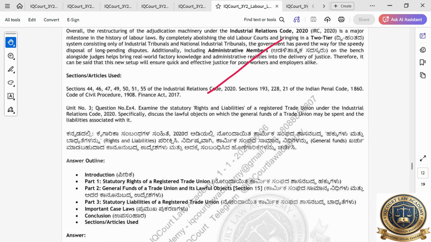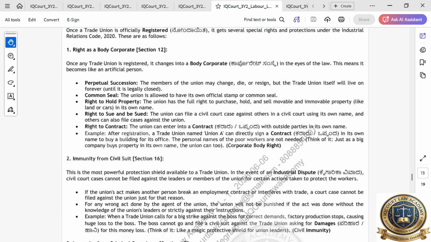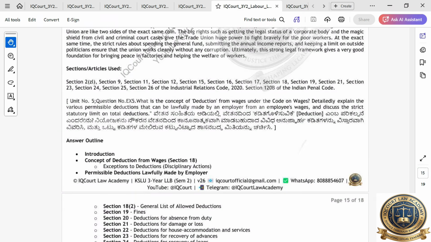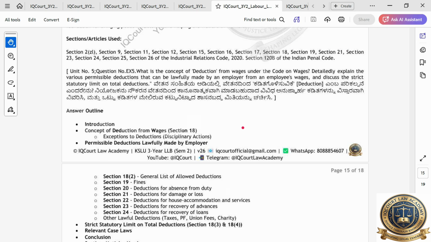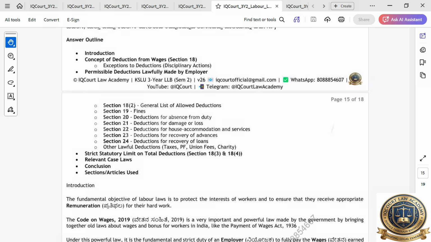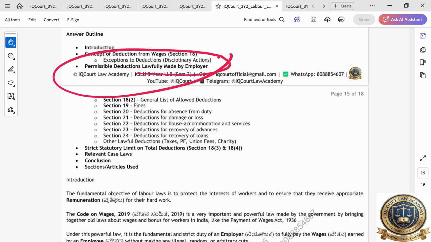Examine the statutory rights and liability of the registered trade union. This also we have provided in detail, an in-depth answer. In the last unit, we have provided deduction from wages under the Code on Wages. Explain the various permissible deductions that can be lawfully made by an employer. These are all the deductions they can make.